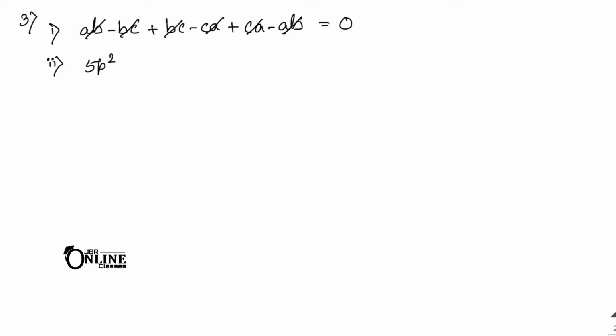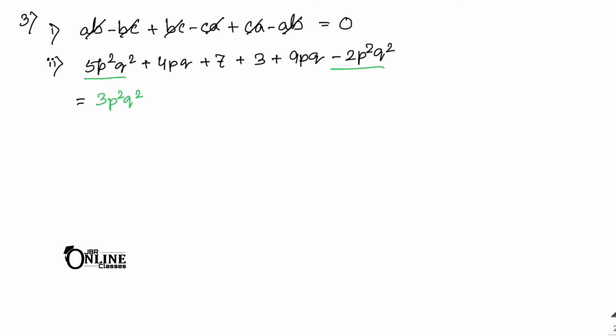Next one, 5p square q square plus 4pq plus 7. Then here 3 plus 9pq minus 2p square q square. Okay, so always remember that first you have to find out the like terms. So here you can easily write down as here 5p square q square, and here minus 2p square q square. So from that, as 5 is positive, so your answer will be positive. So 5 minus 2, it becomes 3. So 3p square q square.